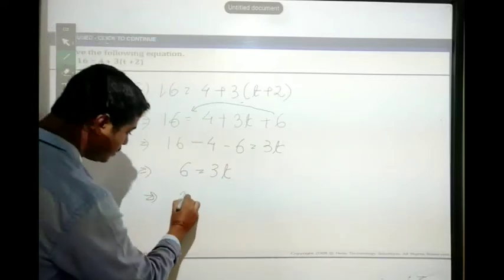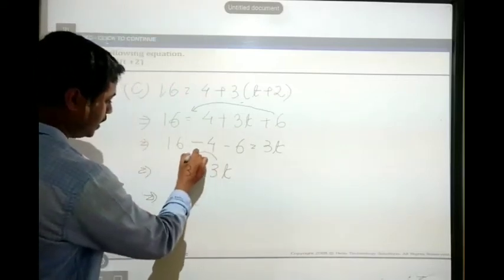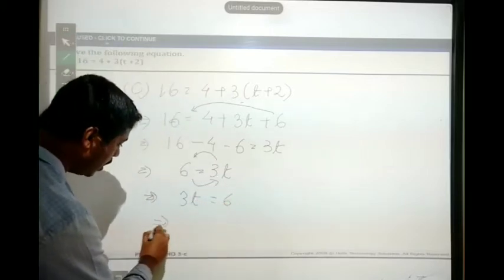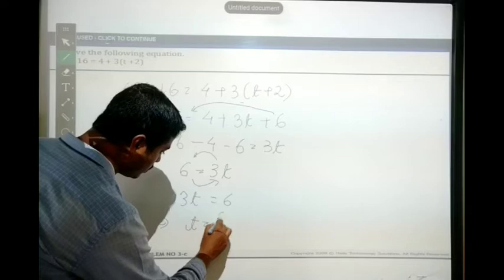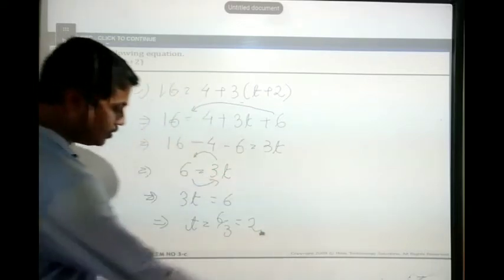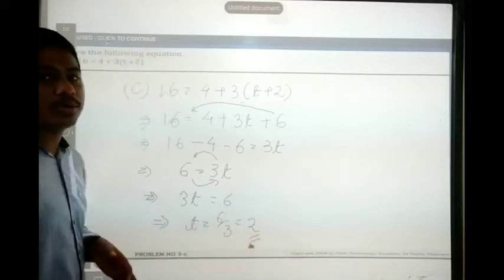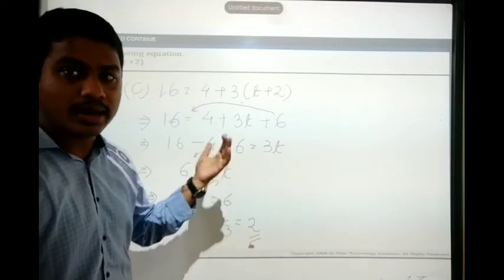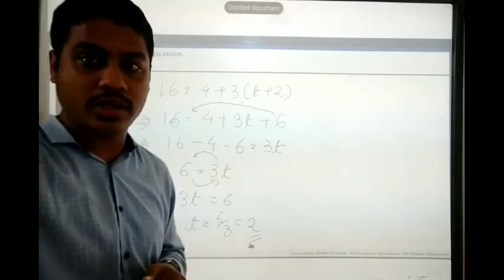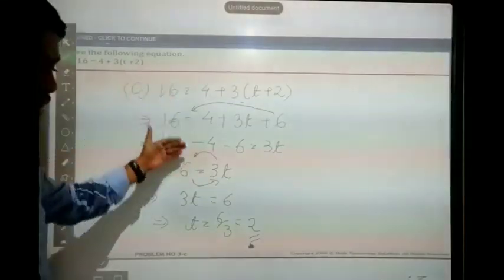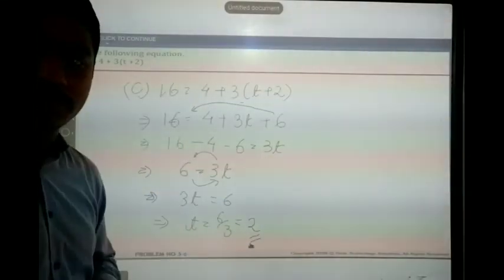Implies 3t, again I have interchanged the position. 3t will be equal to 6, or t will be equal to 6 by 3. So 6 by 3, as you know the answer, it will be equal to 2. So this is our question C. Now let us move to the next question, and if it is not clear, I am making it a little bit darker. You can see it. This is the solution. I am moving to the next question.